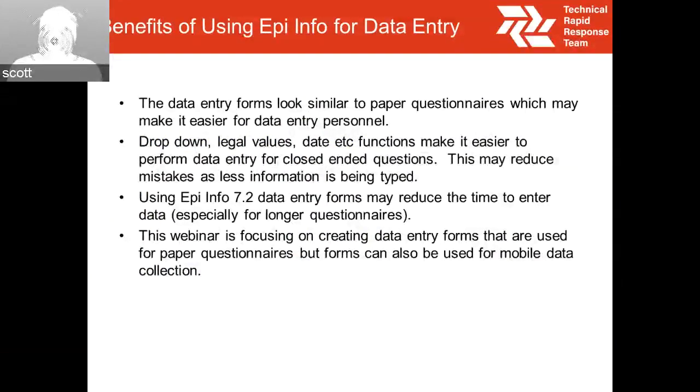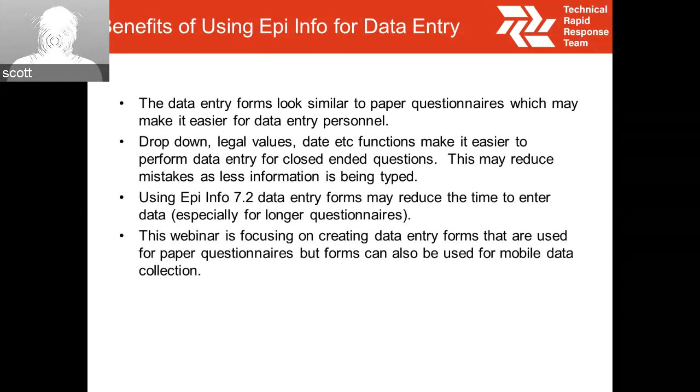Some of the functions, such as drop-down, legal values, and date, make it easier to perform data entry for closed-ended questions, meaning all you have to do is click one thing. There's less typing, basically, so this could reduce the number of mistakes from data entry people when they're transferring the information. Especially for longer questionnaires, and this is from feedback I've received from data entry colleagues in the field, using the Epi Info data entry forms, which we're creating today, reduces the time it takes to actually enter questionnaires.